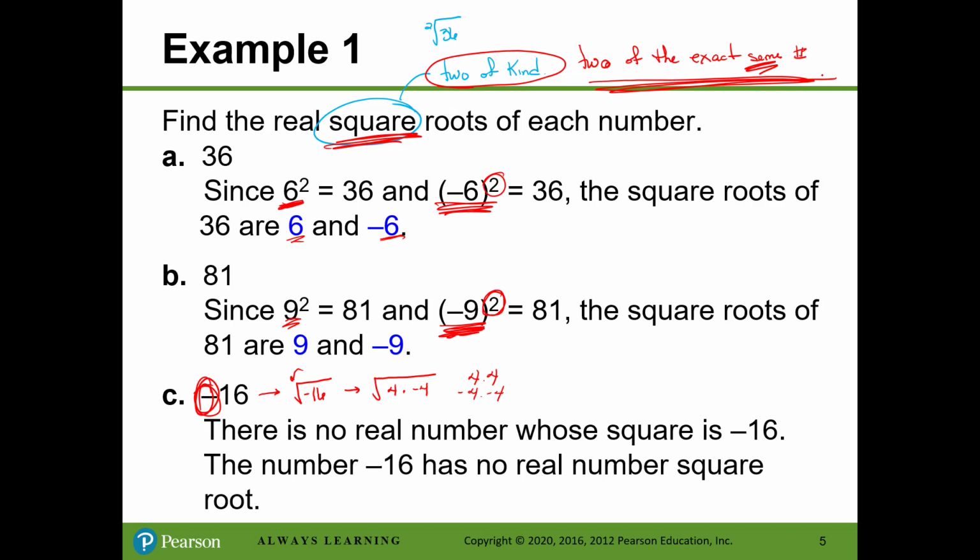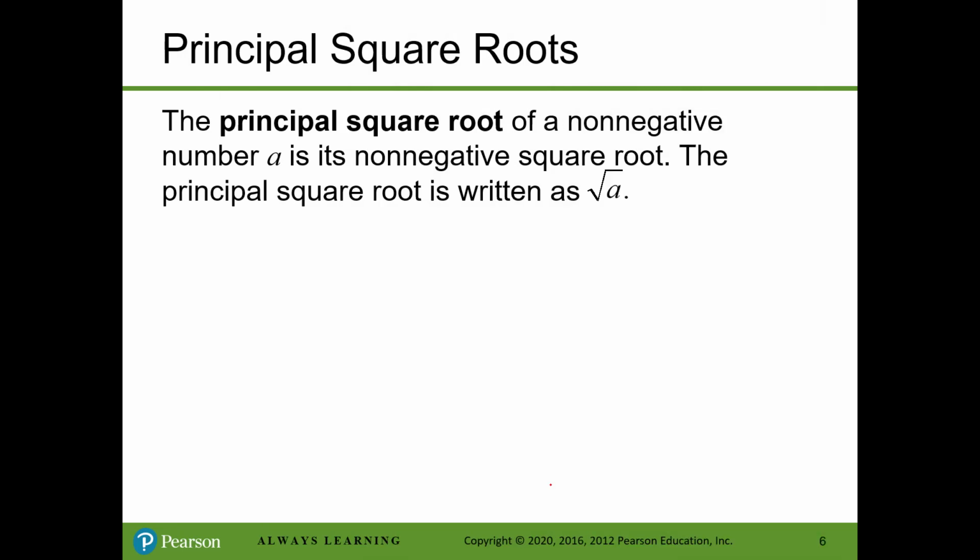So, there is no real number whose square is negative 16. The number negative 16 has no square root, no real square root. None of the numbers we're used to will give me a negative 16 when I try to take two of a kind. Does that make sense? Lovely. Now, notice what it says here. The principal square root of a non-negative number, right? Non-negative. We just saw in the last example, you can't take the square root of a negative 16, which is a non-negative answer.